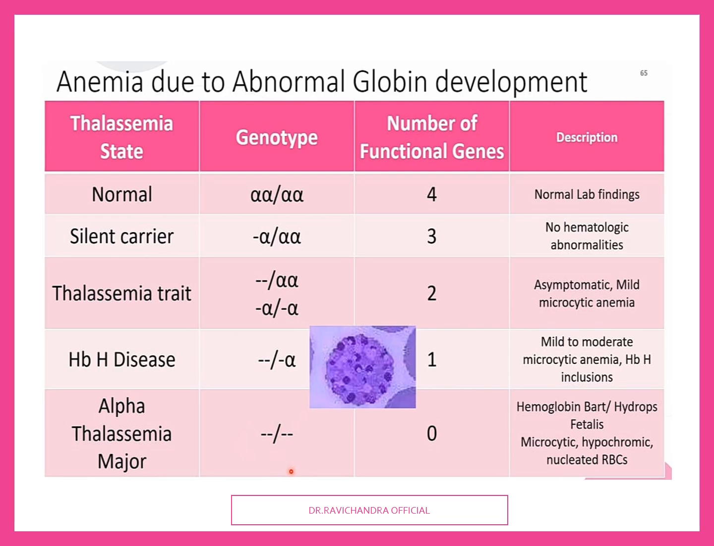In alpha thalassemia major, there will be no functional genes. Hemoglobin Bart's or hydrops fetalis comes under alpha thalassemia major. There will be microcytic hypochromic red blood cells along with a few nucleated RBCs seen in the peripheral smear.